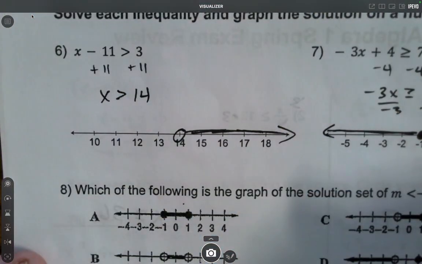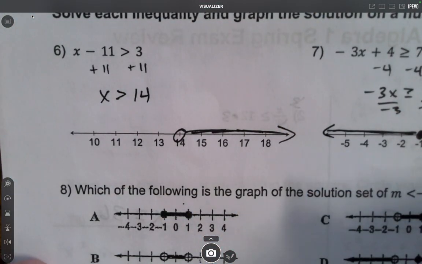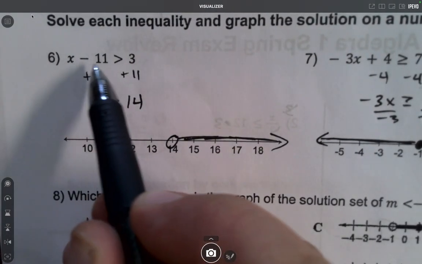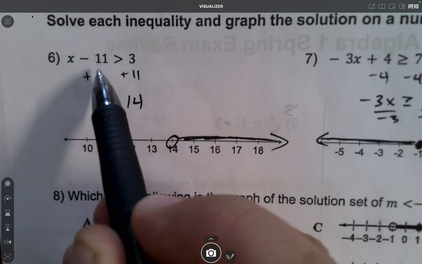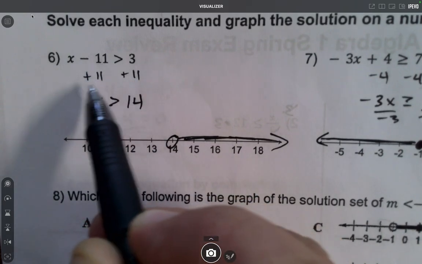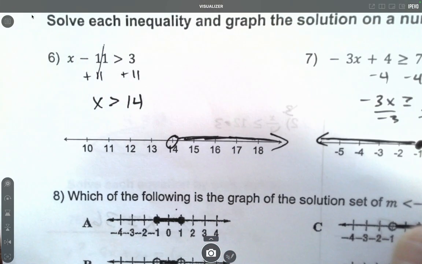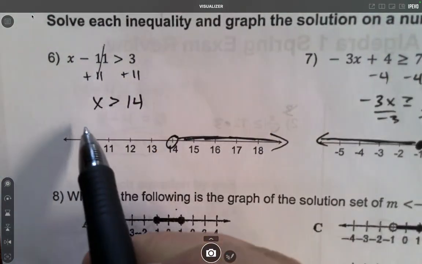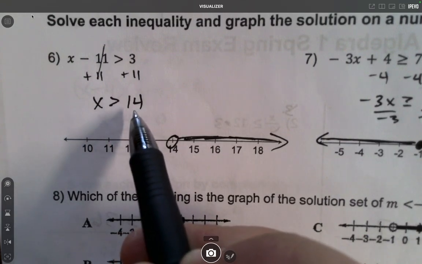Okay, similar on number 6. Only difference is here we're also going to graph. So we want x to be by itself. We're subtracting 11 from it at the moment. So we got to do the opposite and add 11 to both sides. That cancels out the 11's. 3 plus 11 is 14. So we have x is greater than 14.